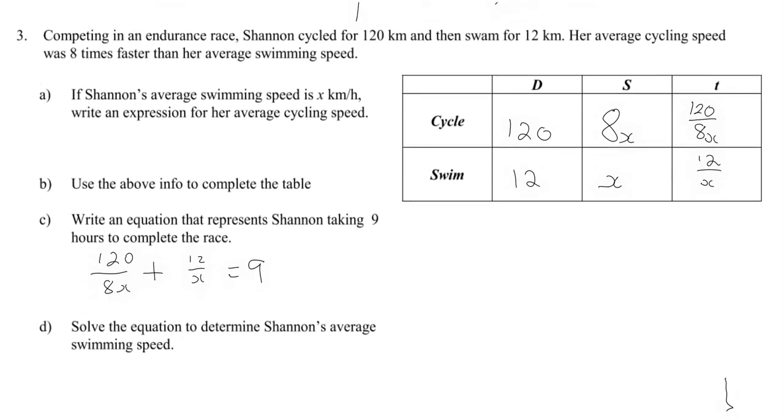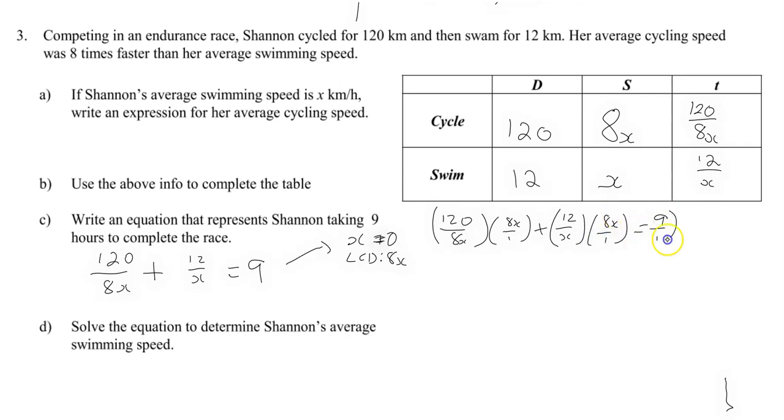Solve the equation. Okay, we don't have a ton of room down here, so we'll just continue this way. So the restriction is that x can't be 0. So this is a contextual question, right? If we end up with a negative value for x, we'll know that's wrong. You can't have a negative speed. So we'll say x cannot equal 0. Our LCD is 8x. I'm going to multiply everything by 8x. So 120 over 8x times 8x over 1 plus 12 over x times 8x over 1 is equal to 9 over 1 times 8x over 1.